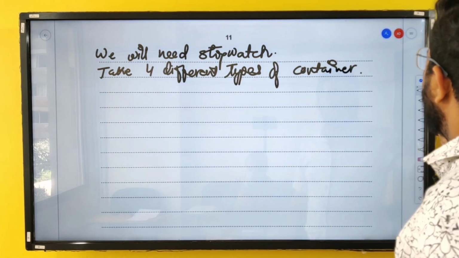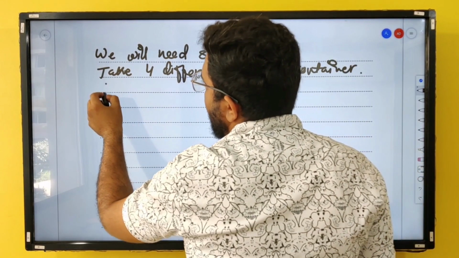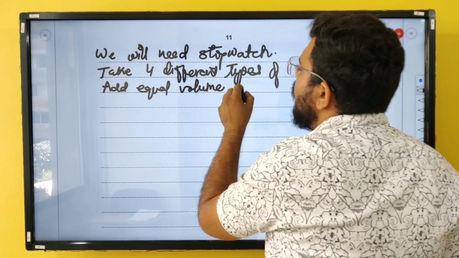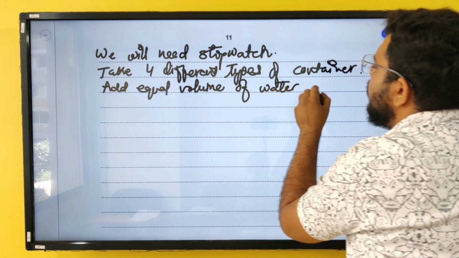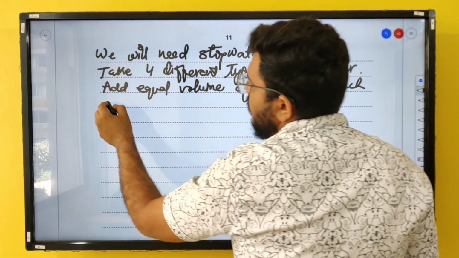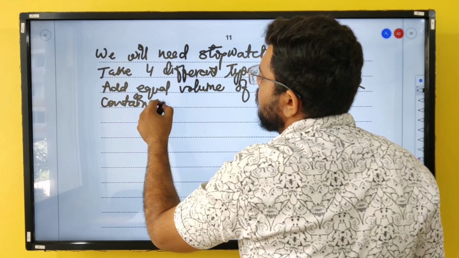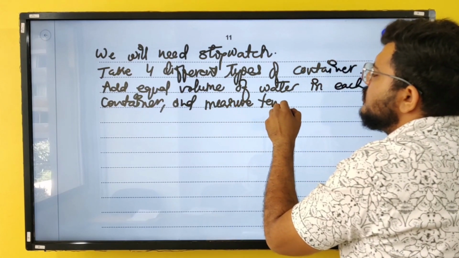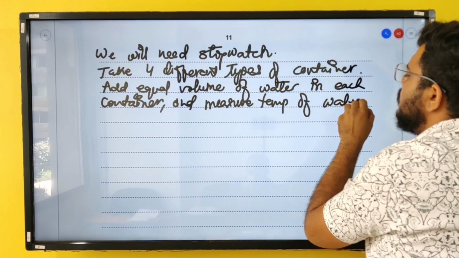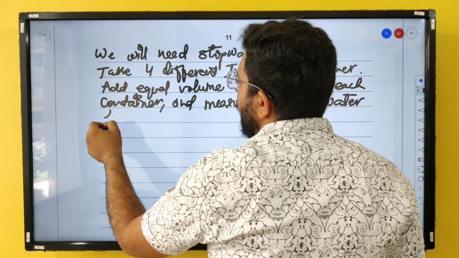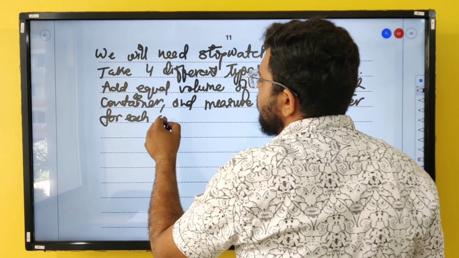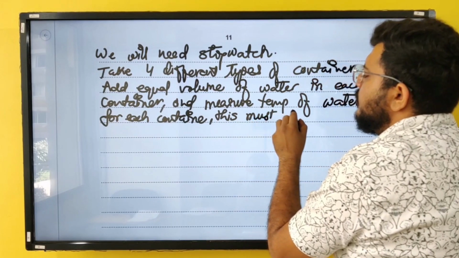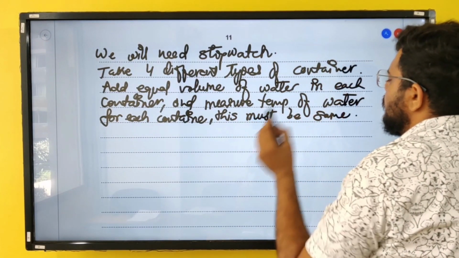So take 4 different types of container, add equal volume of water in each container, and measure the temperature of water for each container. This must be the same, right?